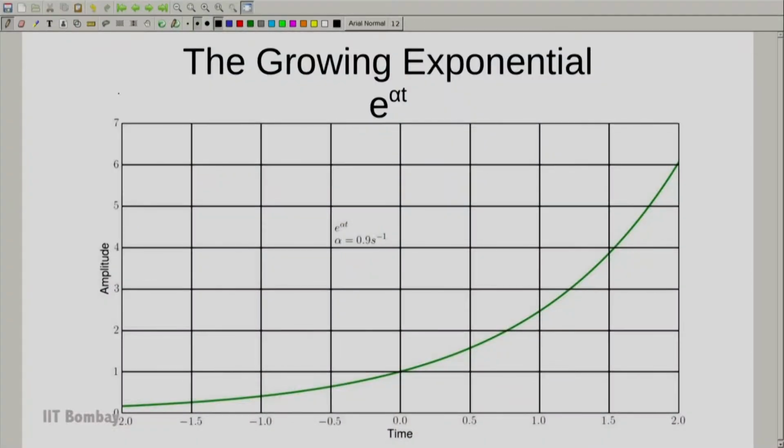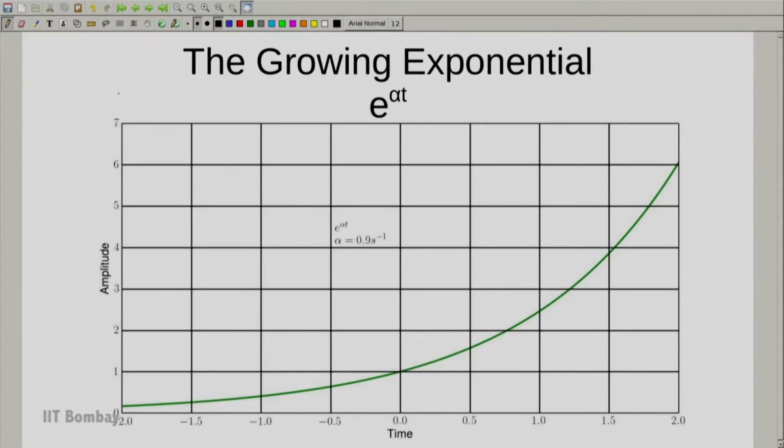So the next signal we look at is the growing exponential. The growing exponential is written as e raised to the power of alpha times t, where alpha is a constant which tells you how much the exponential grows or decays. In this case, we have taken alpha as 0.9, and when alpha is positive, as you can see over here, the exponential keeps rising and grows over time.